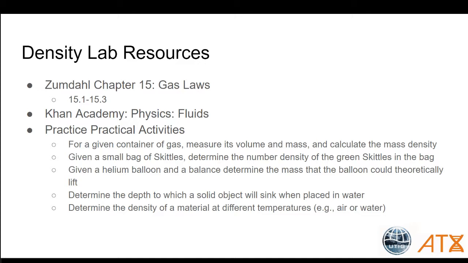So again, practice the practical activities, because the practical activities and scenarios are supposed to be 50% or more of the final score according to the rules. So you want to make sure you regularly practice these kinds of things with your partner.